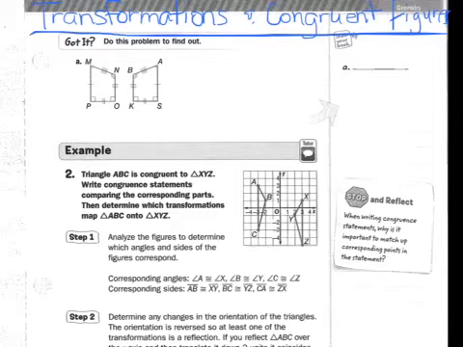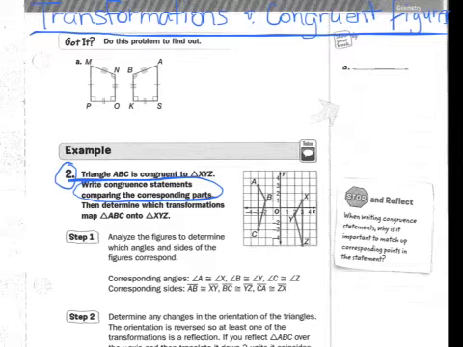So if you'll take a look at your notes page, we're going to start down here with example number 2. So it says triangle ABC is congruent to triangle XYZ. Write congruent statements comparing the corresponding parts. Remember, I said that's the first thing that we're going to be doing today, is comparing the corresponding parts. Then the second thing we're going to do is determine what kind of transformations happen between ABC and XYZ.